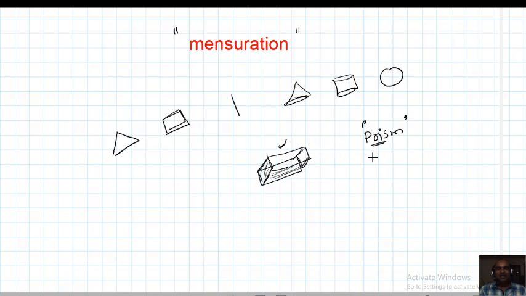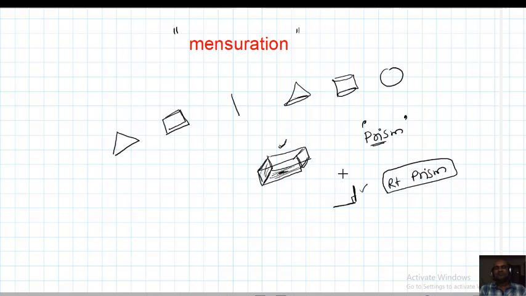Prism means a solid in which top and bottom are congruent and parallel, and laterals are parallelograms. Such a solid is known as a prism. Another thing: this is lateral, this is the base. If the lateral is perpendicular to the base, such prisms are called right prisms. In this chapter, we will discuss only right prisms.